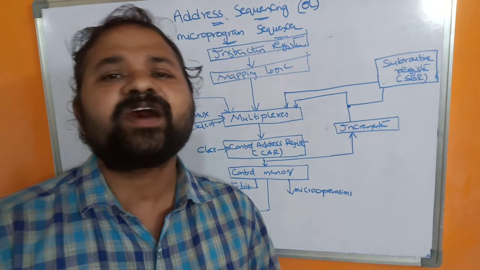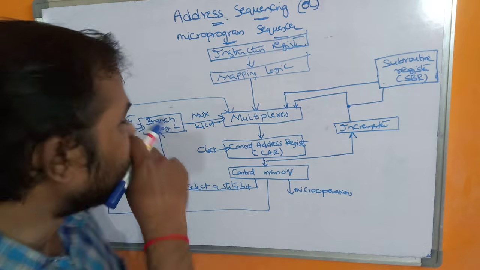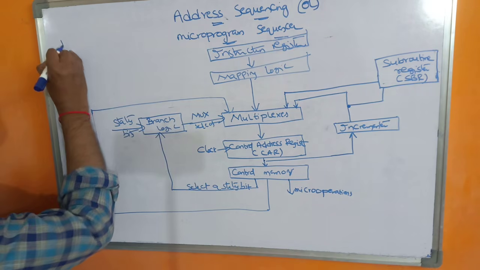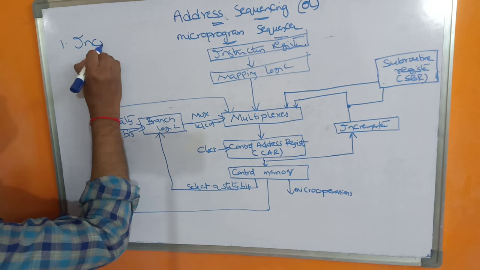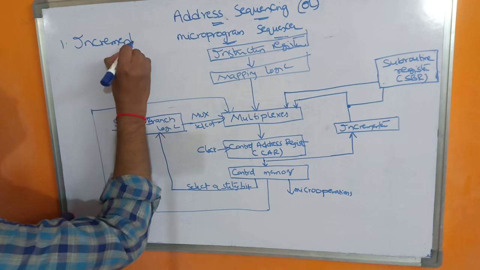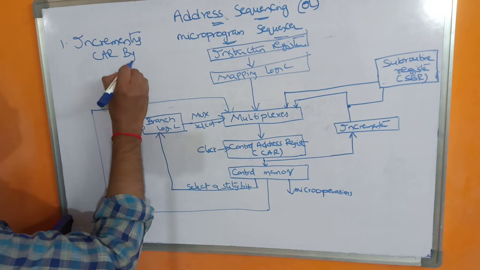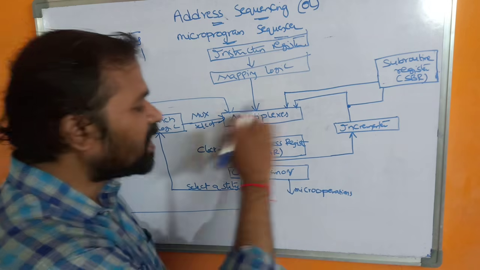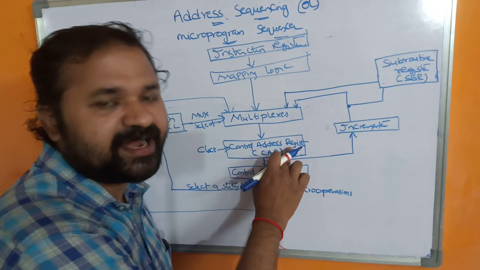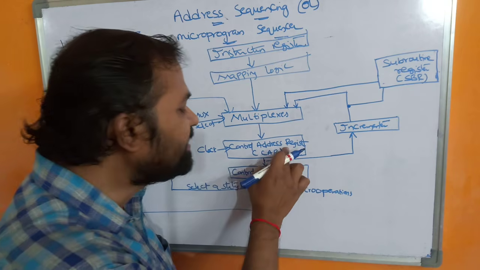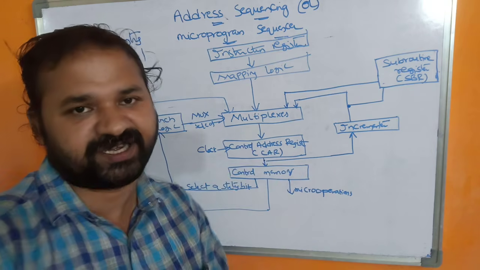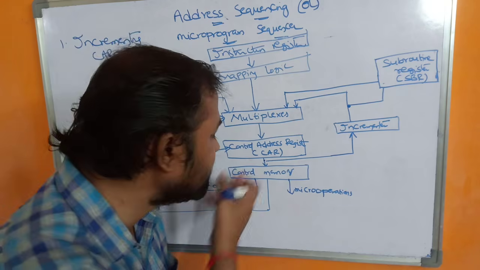Okay, here there are four approaches. The first approach is incrementing the control address register by 1. Here we have the control address register. The control address register contains the address of the micro instruction that is to be fetched from the control memory.